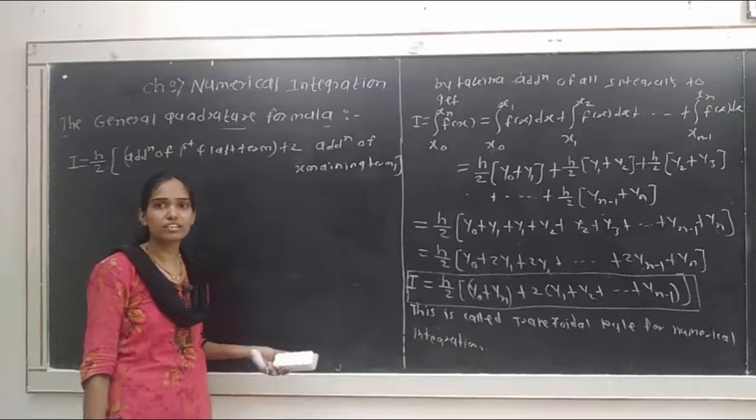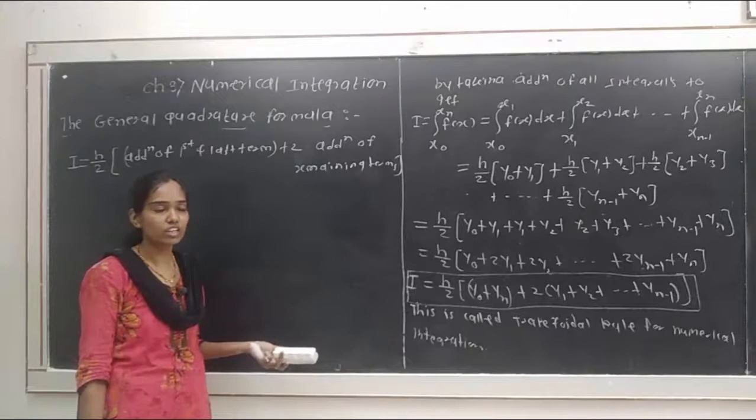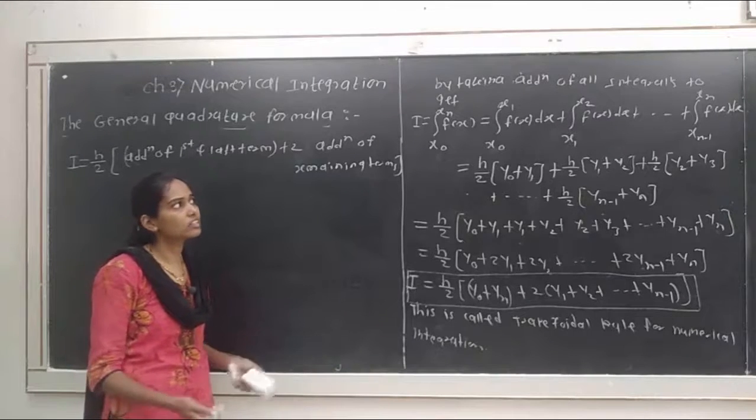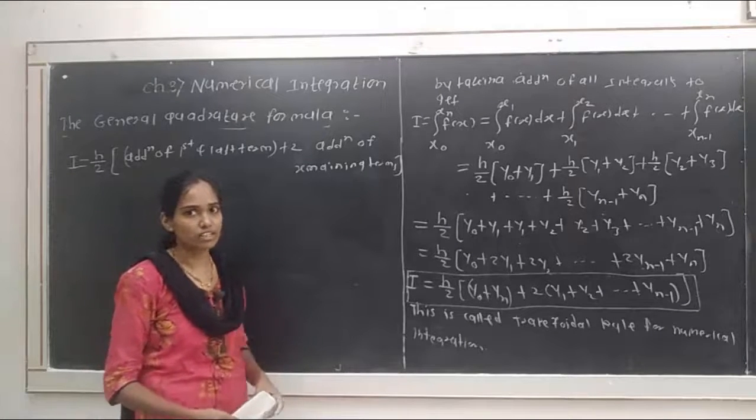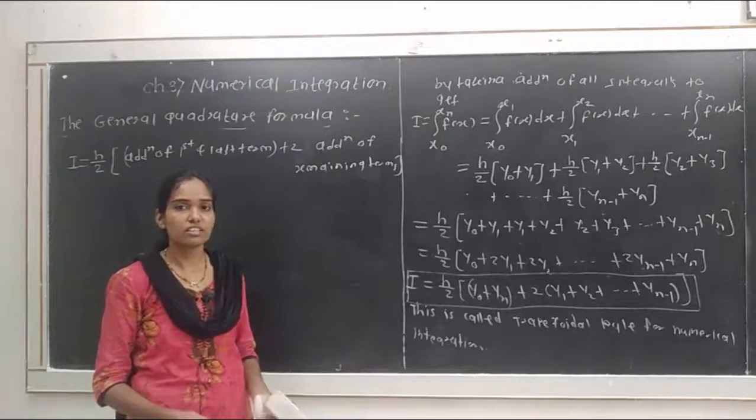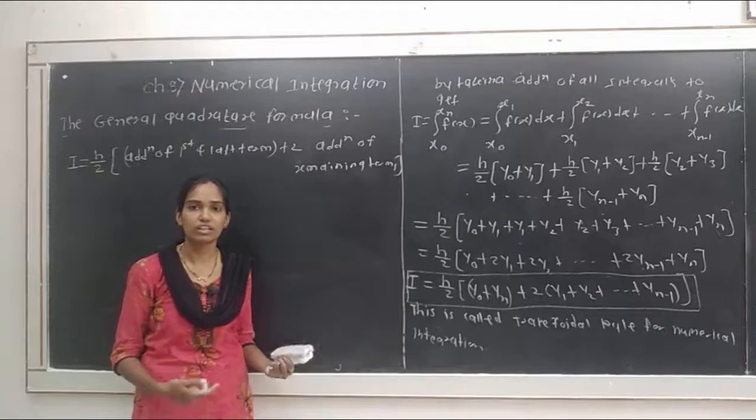Again, if we put n is equal to 2 and n is equal to 3, then we get the next numerical integration formulas, which are called Simpson's 1/3 rule and Simpson's 3/8 rule. We can study or discuss those formulas in the next lecture.